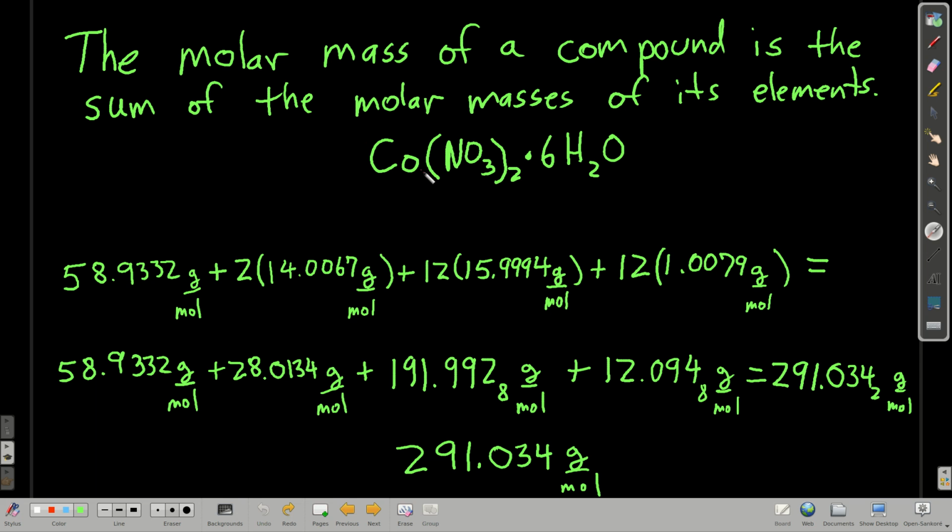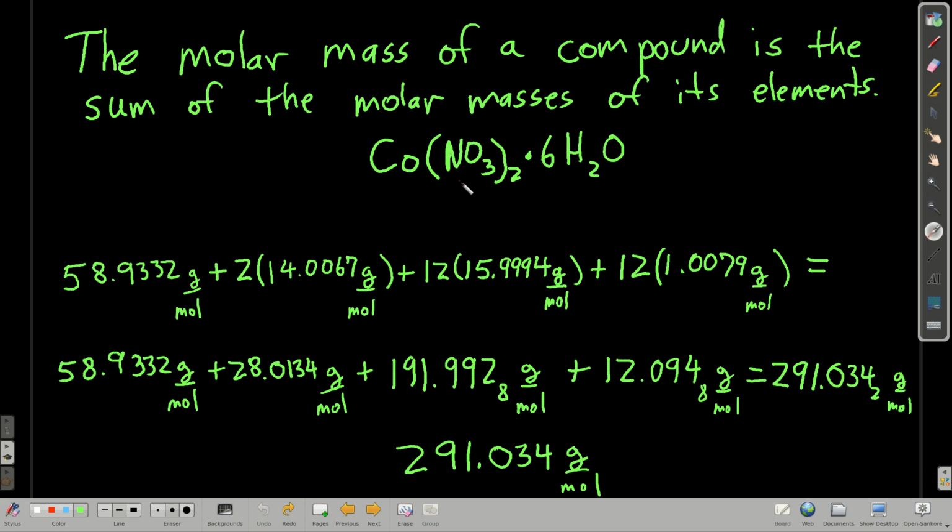So for example, hopefully this compound looks familiar to you from lab. Cobalt 2 nitrate hexahydrate is its name. And by the way, this bullet, this little dot here, just means there's 6 water molecules surrounding every one of these. Well, we'll see this a little bit later in this section when we talk about nomenclature.